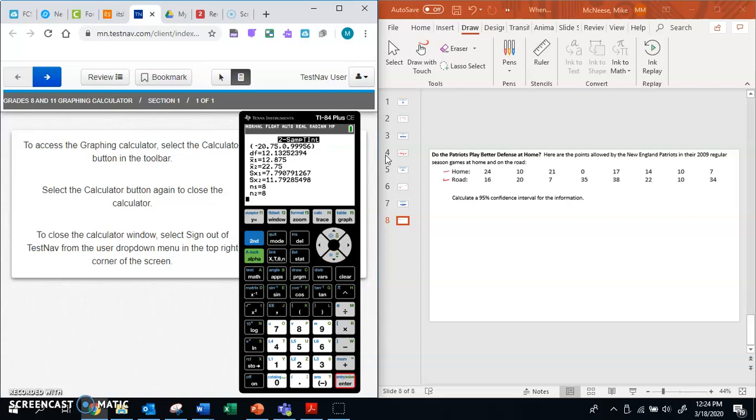What it's saying is that our confidence interval is somewhere between negative 20.75 and positive 0.9996. Basically what that means is that we are 95% confident that the difference in the Patriots' defensive ability to play at home and away is somewhere between negative 20.75 and positive 0.996.